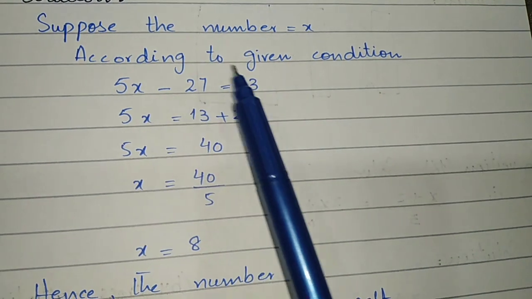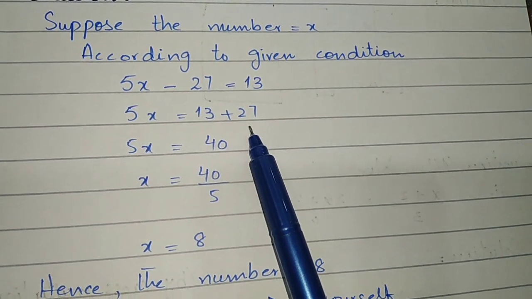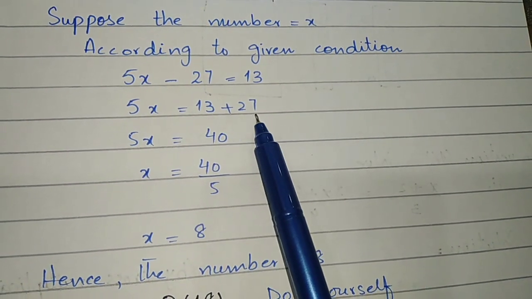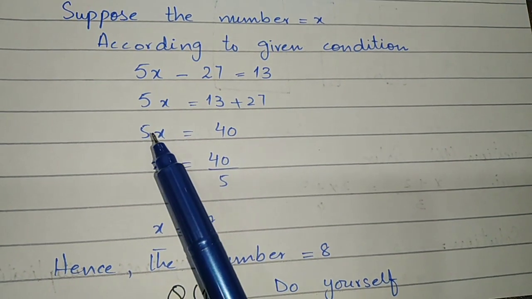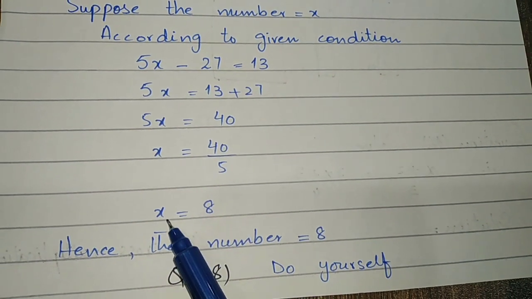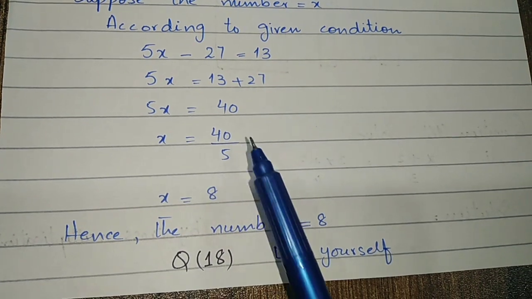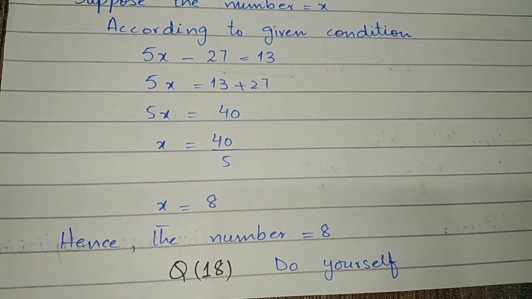So negative 27 will become positive 27 on the right hand side. 5x equals 13 plus 27, that is 40, and 5 is multiplied here, so it will be divided on the right hand side and we will get x equals 8 after the cancellation on the table of 5. So the number is 8.